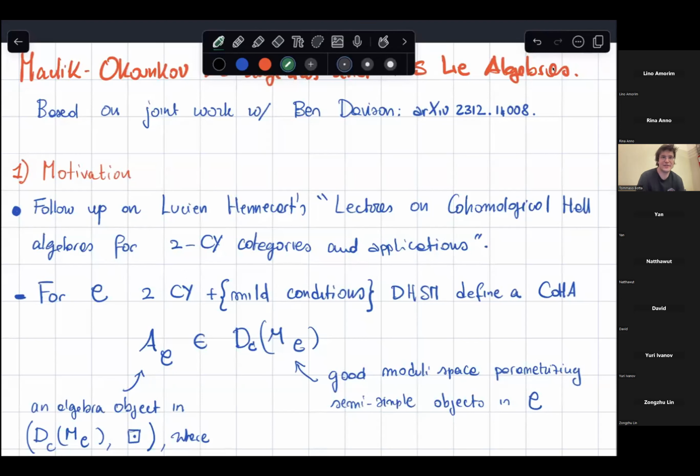Today's talk is about the Maulik-Okounkov Lie algebra and the BPS Lie algebra. So hopefully I'll manage to explain why these two objects that arise naturally in studying enumerative geometry problems are connected, and how they are connected. Most of the talk is based on recent joint work with Ben Davison on the arXiv.